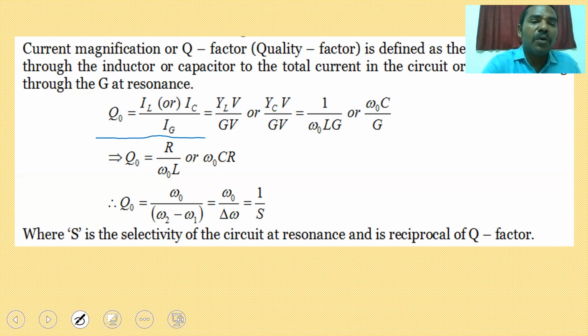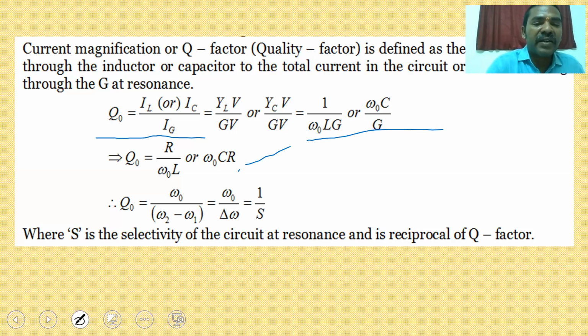So that is equal to YL into V divided by GV, or YC into V divided by GV. So V anyway gets cancelled. So you can get 1 by omega naught LG or omega naught C by G. So in the RLC resonating case, Q0 is equal to R by omega naught L or omega naught CR. You can get this by replacing G as R, L as C and C as L. So this is the condition you are getting.